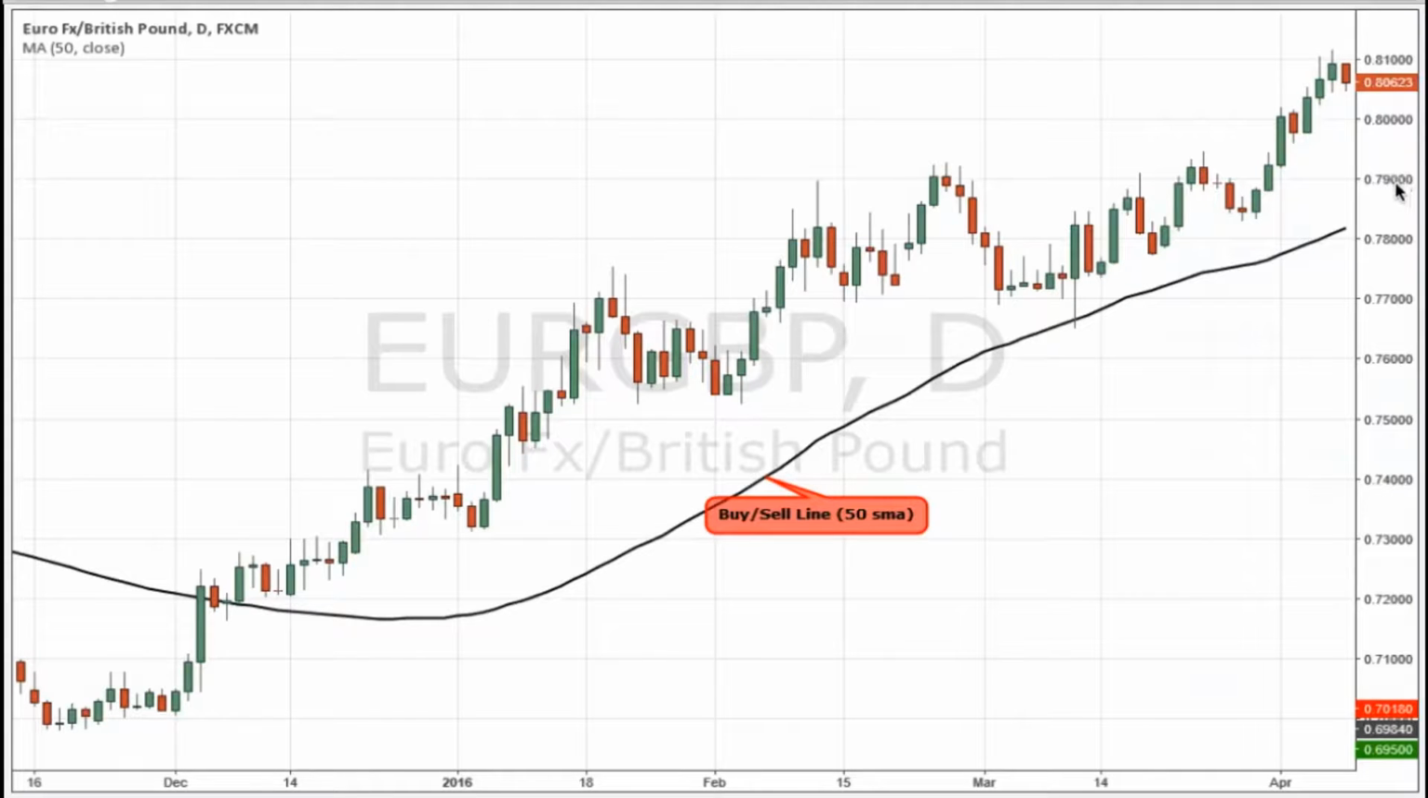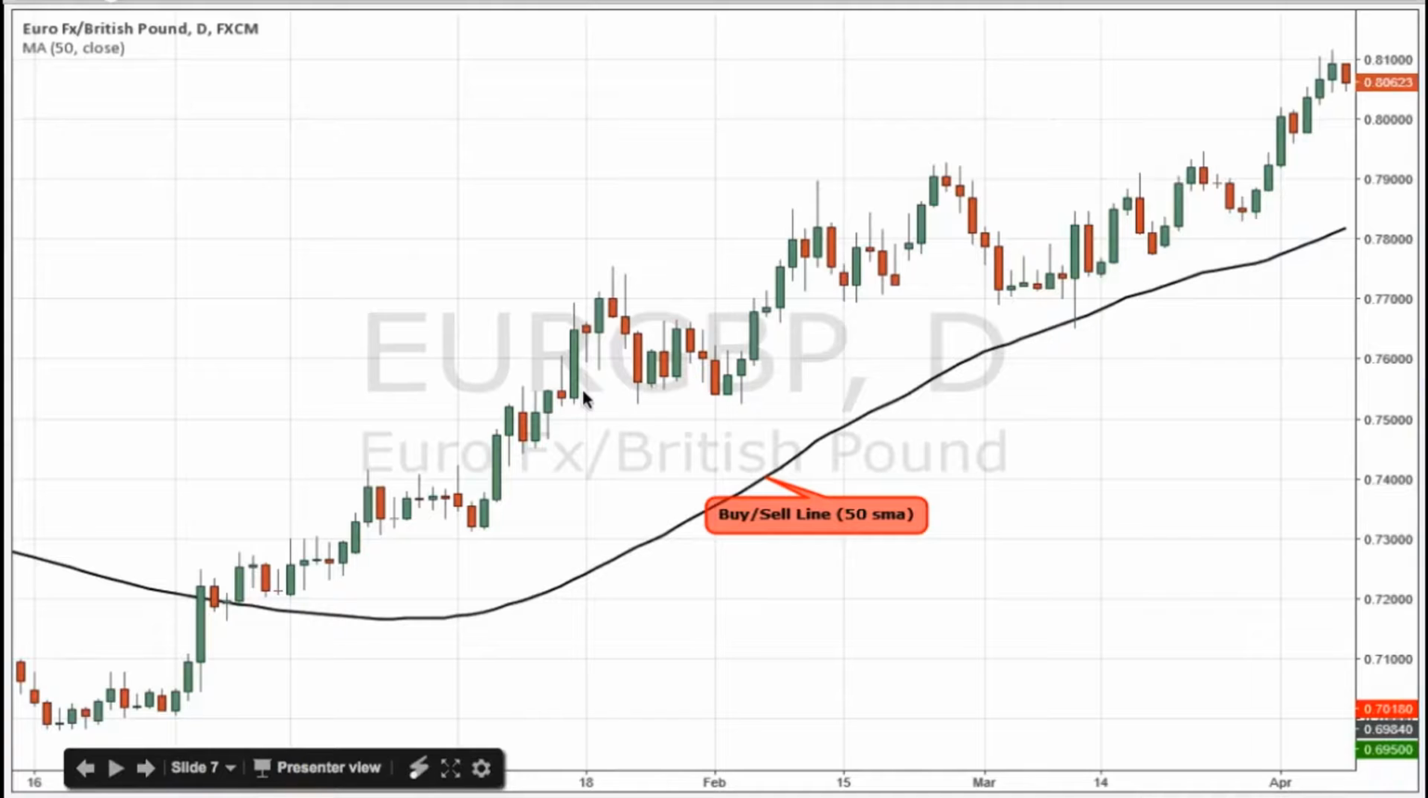So here is an example. This is a daily chart of the euro versus the pound. And here is the buy sell line, the 50 period moving average, and price is above the buy sell line. So we'll be looking for only buy opportunities, as this will increase our chance for success.